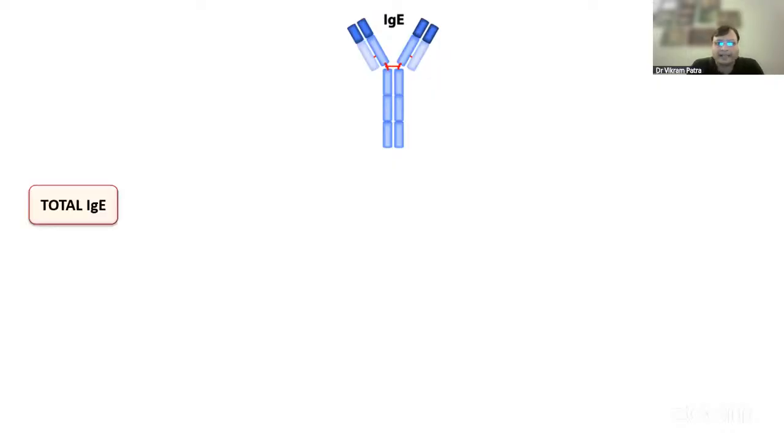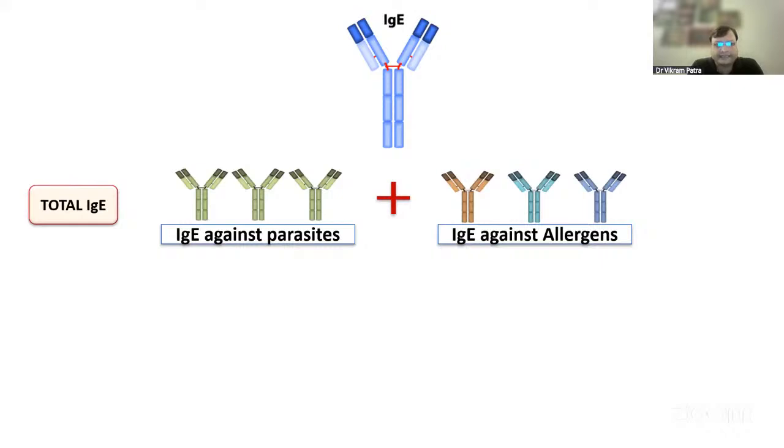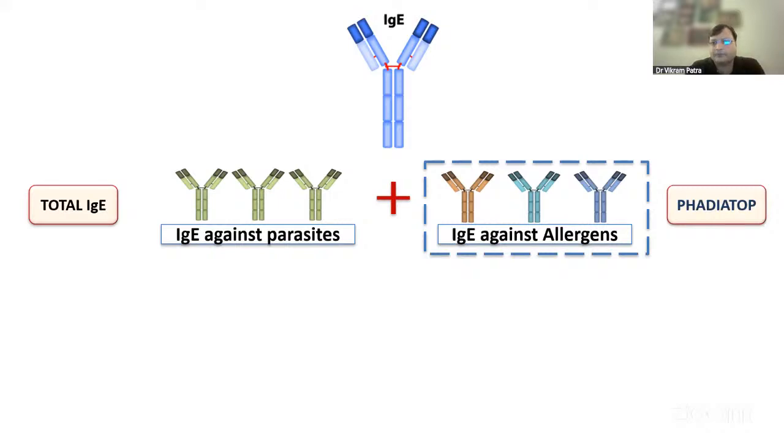What is total IgE? We know various causes of increased IgE are there. In allergic conditions, IgE are formed against the allergens. But in our Indian scenario, we have so many parasitic infections, so we have IgE against parasites also. That's why we say not to use total IgE routinely for diagnosing allergic conditions. Here, when we are collectively measuring IgE against allergens, that is what has come as Phadiatop.